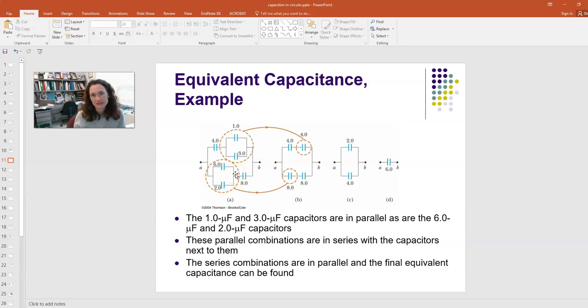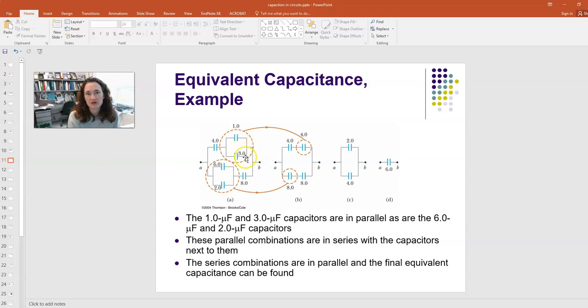Well, what you do in any of these situations is you break it into little manageable chunks. You find the equivalent capacitance of the chunk, and then you use that to continue on in your journey to find the equivalent capacitance of the whole. So what I would do is I would first look at this and say, okay, I can find the equivalent capacitance for these little parallel bits right here, right? This little parallel chunk, where I have the 1 and the 3 in parallel.